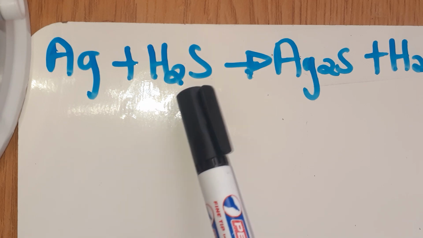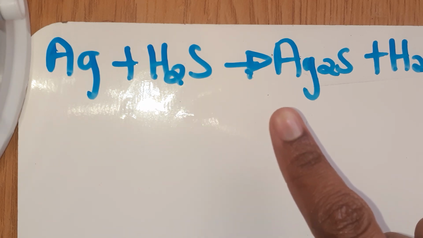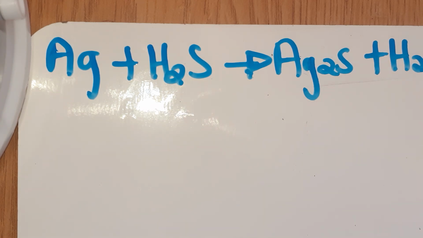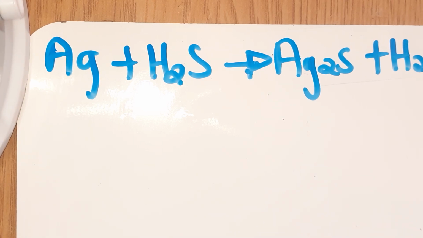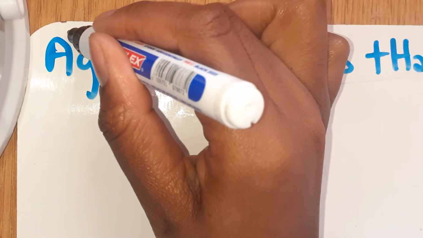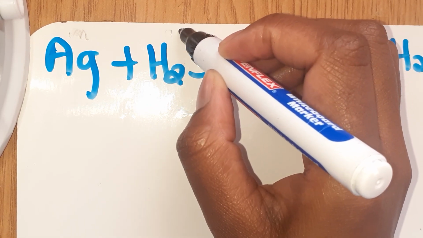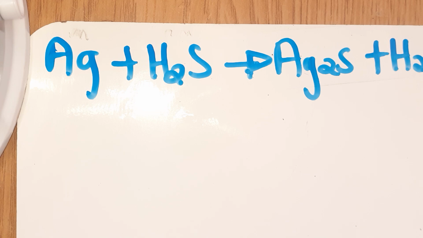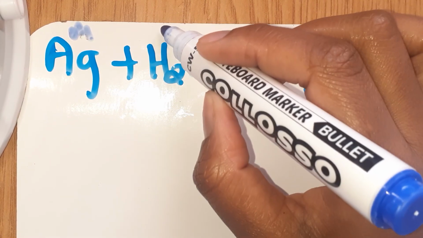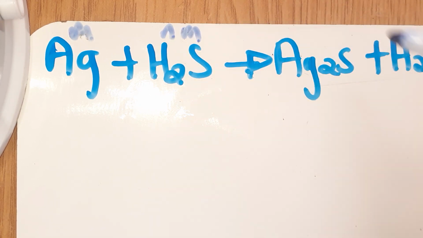All right, so here is an unbalanced chemical equation. We have Ag, H2S, we have Ag2S and H2. So we have to balance this equation. So the first thing we have to look for is which ones are the metals and non-metals. So this is a metal, and these are both non-metals. Oh, my marker is not writing anymore. So we have metals and non-metals.